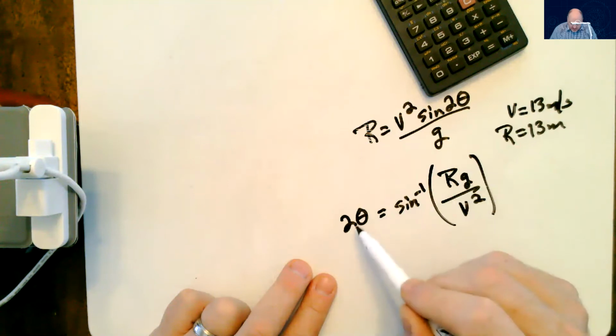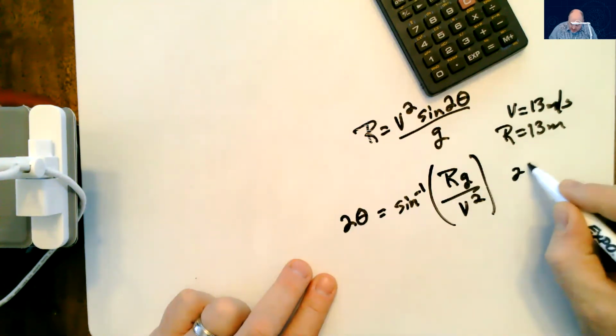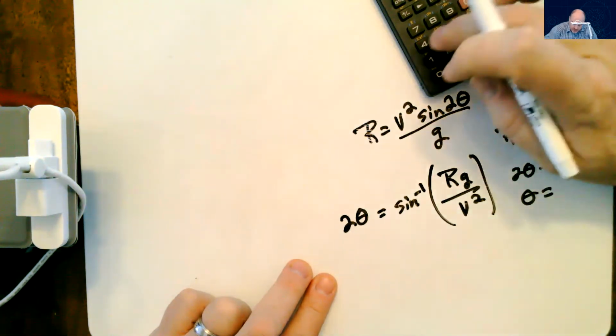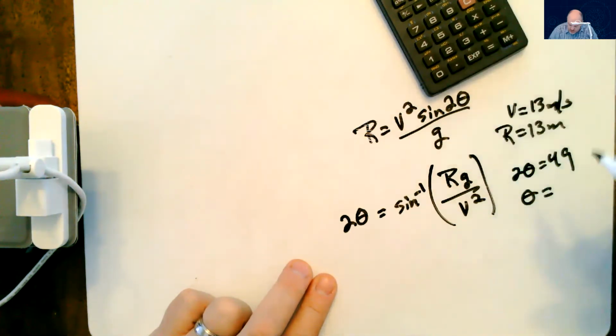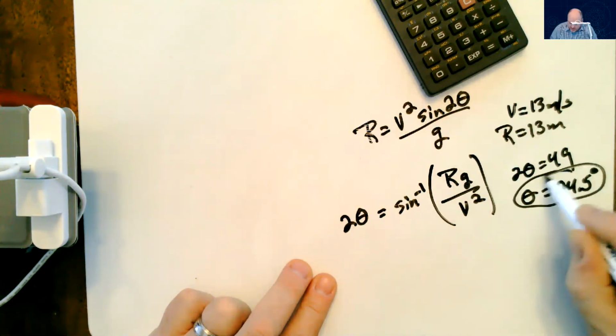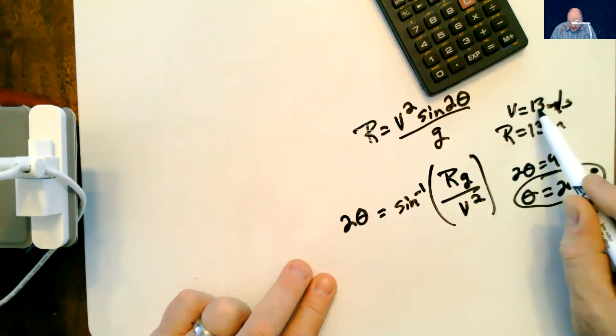When I do this, that's twice the angle. So twice the angle equals 49, and the angle then would be 49 divided by 2, which would be 24.5 degrees. So that's one angle that'll give you a range of 13 meters at that velocity.